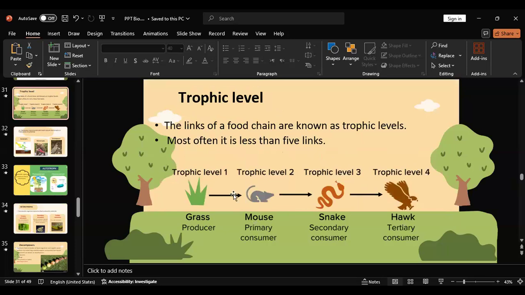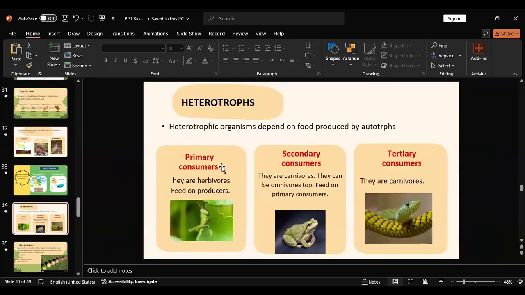So these three are, what is that? Autotrophs, sorry, heterotrophs, right? This is a consumer. So the heterotrophs can be divided into three: primary consumer, secondary consumer, and tertiary consumer, right? Primary consumer means it directly depends on the plant. That is a primary consumer.